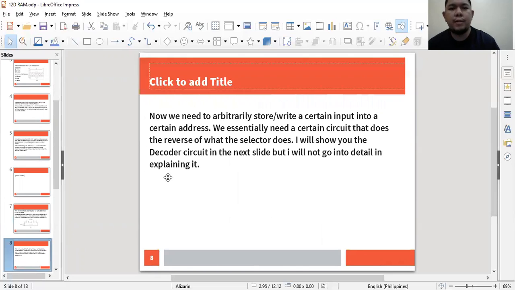Now we need to arbitrarily store or write a certain input into a certain address. We essentially need a certain circuit that does the reverse of what the selector does. I will show you the decoder circuit in the next slide, but I will not go into detail in explaining it.